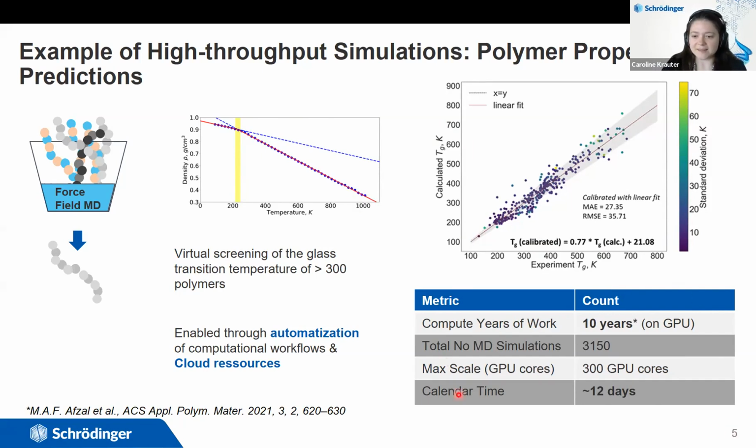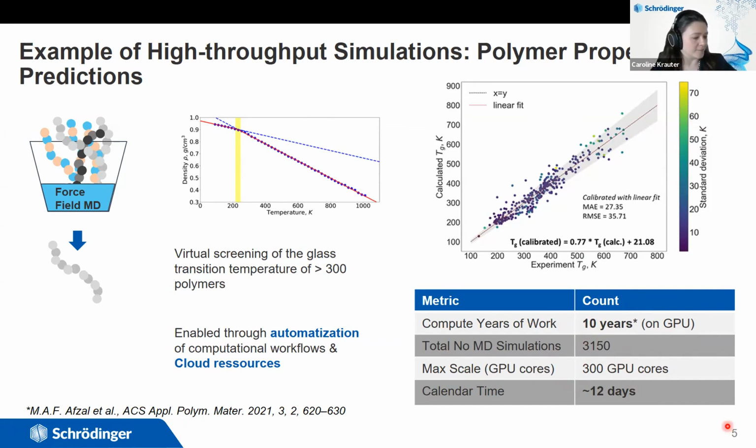In case you're interested, that was a compute time on a single GPU of about 10 years. With the 10 replicates, that was more than 3,000 simulations that were run from beginning to end. And then by really parallelizing that on cloud resources, we got that simulation time down. That is something that we've done in similar studies in different areas.